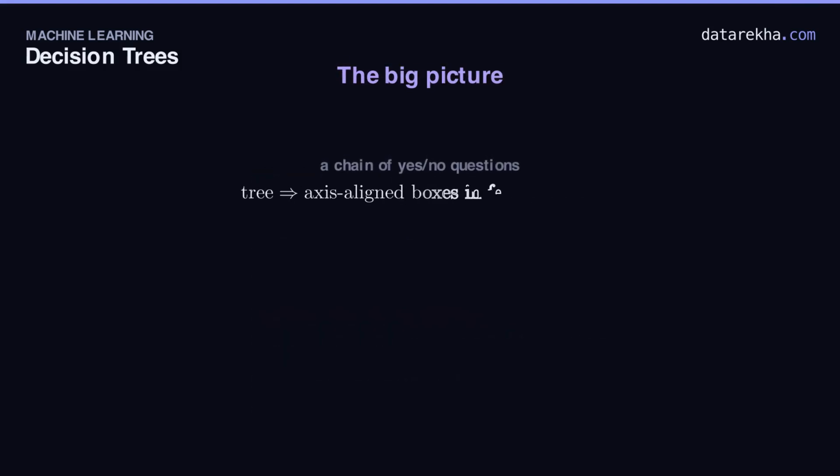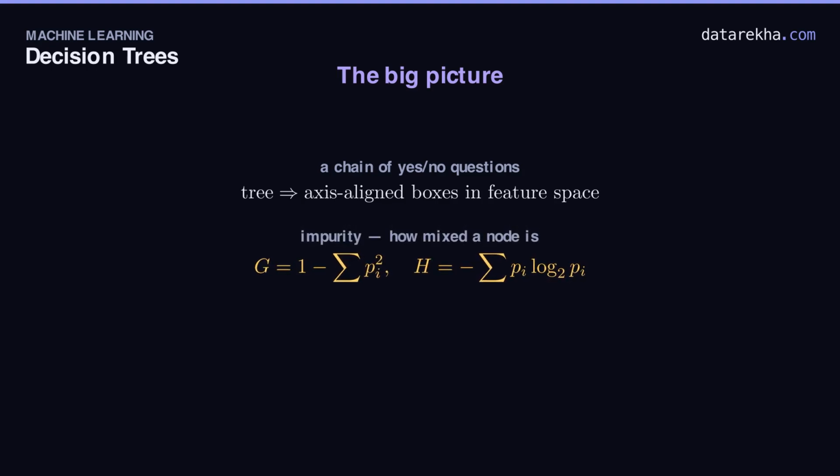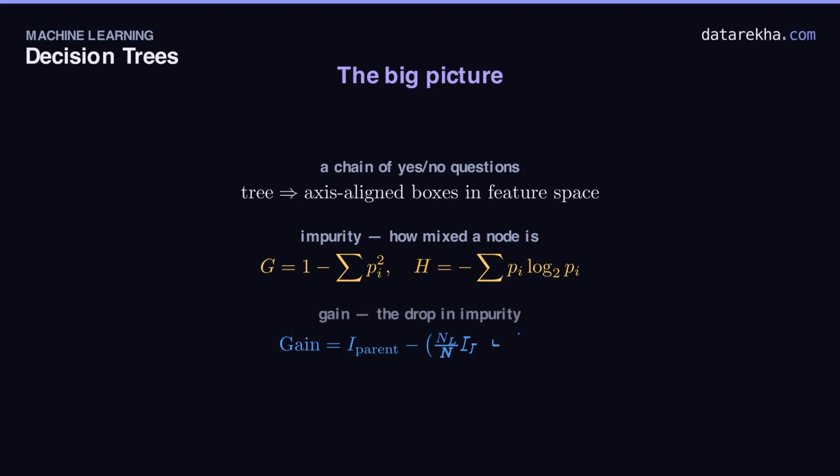Let's lock it all in. A decision tree is a chain of yes or no questions, and geometrically it carves feature space into axis-aligned boxes. At each node, we measure impurity, Gini, 1 minus the sum of squared probabilities, or entropy, minus the sum of p log p, 0 when pure, largest when evenly mixed. We choose splits by information gain, the parent's impurity minus the weighted impurity of its children.